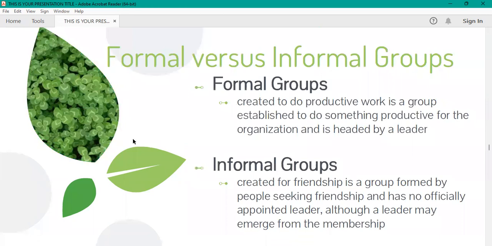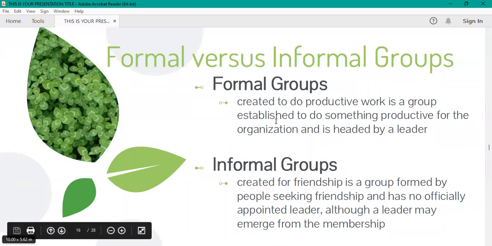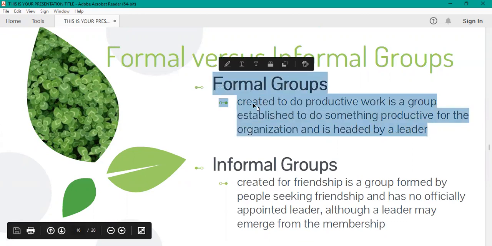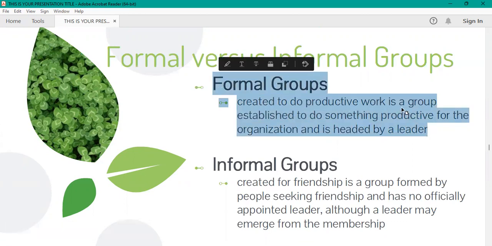We have formal versus informal groups. For formal groups, as the word itself says, it is created to do productive work as a group. It is established to do something productive for the organization and is headed by a leader. A formal group is an official or legitimate group established within a company. For example, a department.